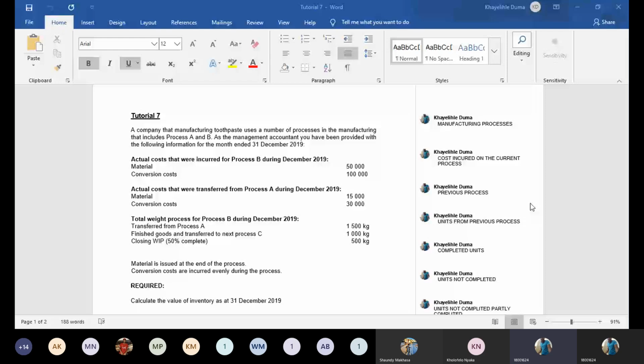Therefore, if you produce 1,000 units, you'll assume that all of these units have the same unit cost. So I'm repeating this theme of unit cost because I want you to understand that in a process costing system, the unit cost will be the same for all the units. Okay, so now we are saying that this is process costing.